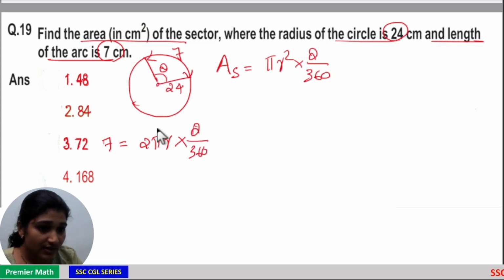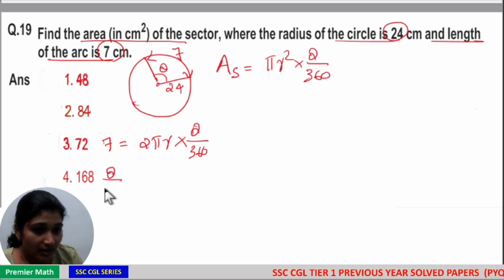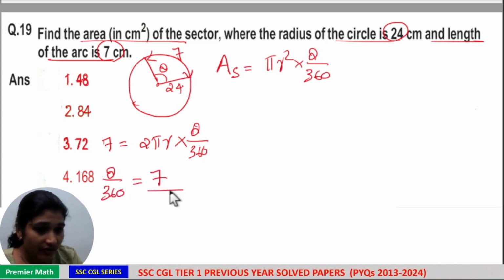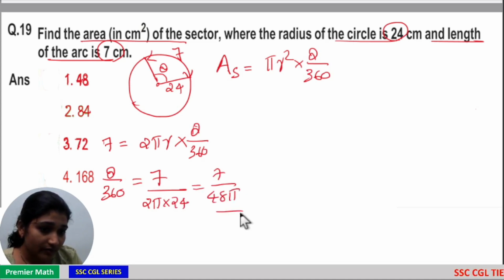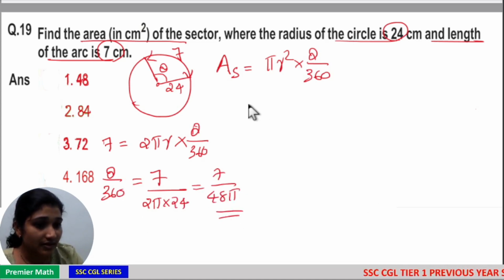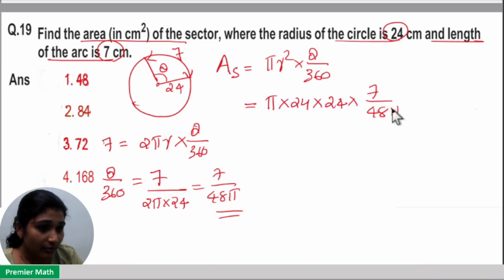We have to find this theta here. Now from this, theta by 360 is equal to 7 divided by 2 pi r. 2 pi r means 2 pi into 24. That is 7 divided by 48 pi. This is theta by 360. If you substitute the value, pi into 24 square into 7 by 48 pi.